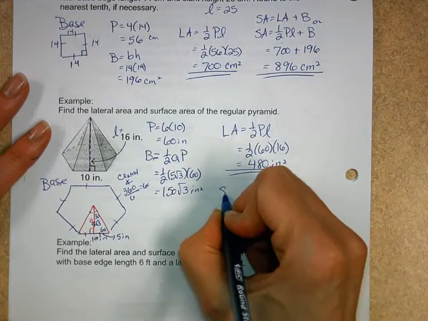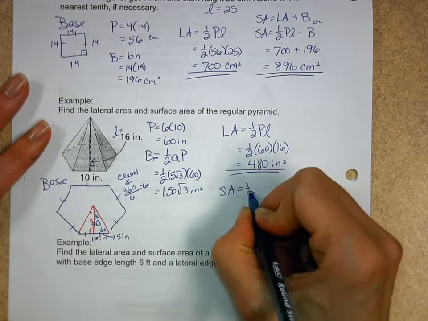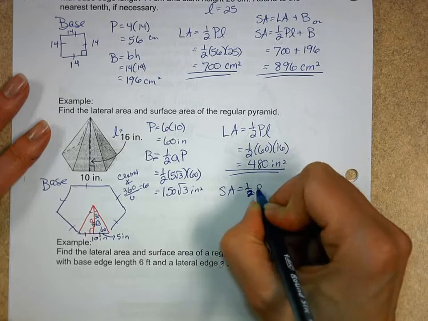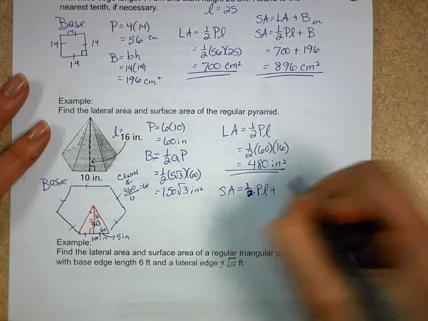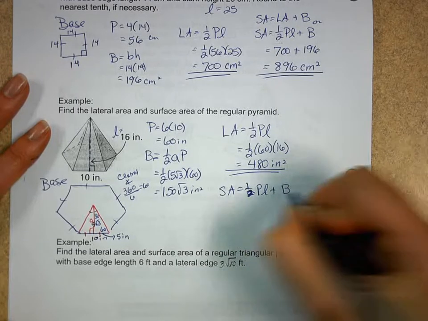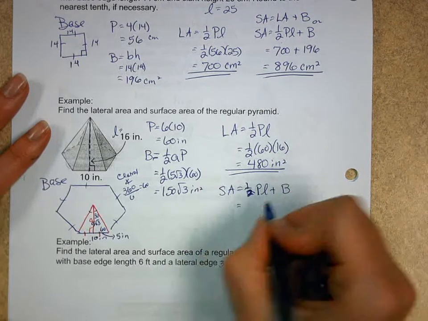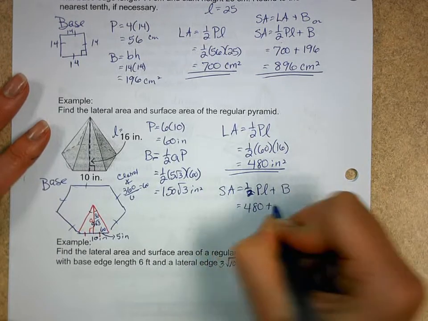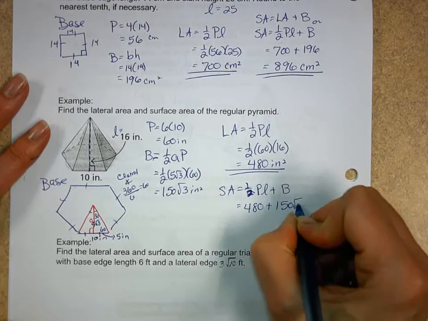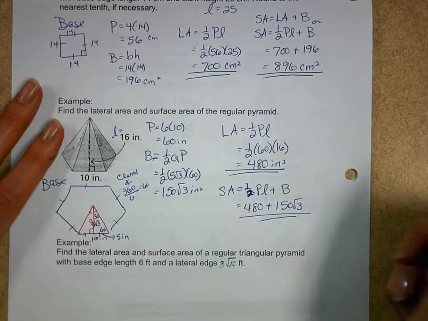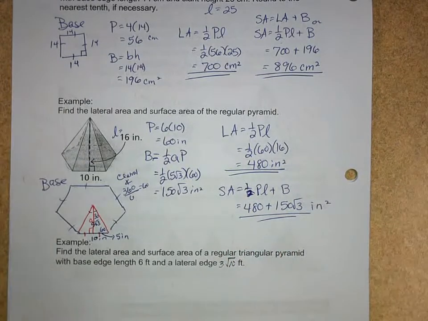So then when I do my surface area, I know it's my lateral area, 1/2 perimeter of the base times the slant height, plus the area of the base. I only have one base, it's just the bottom part. So I get 480 plus 150√3. Now notice I didn't tell you nearest tenth, nearest whole number, anything like that, so therefore you must leave it in exact form.